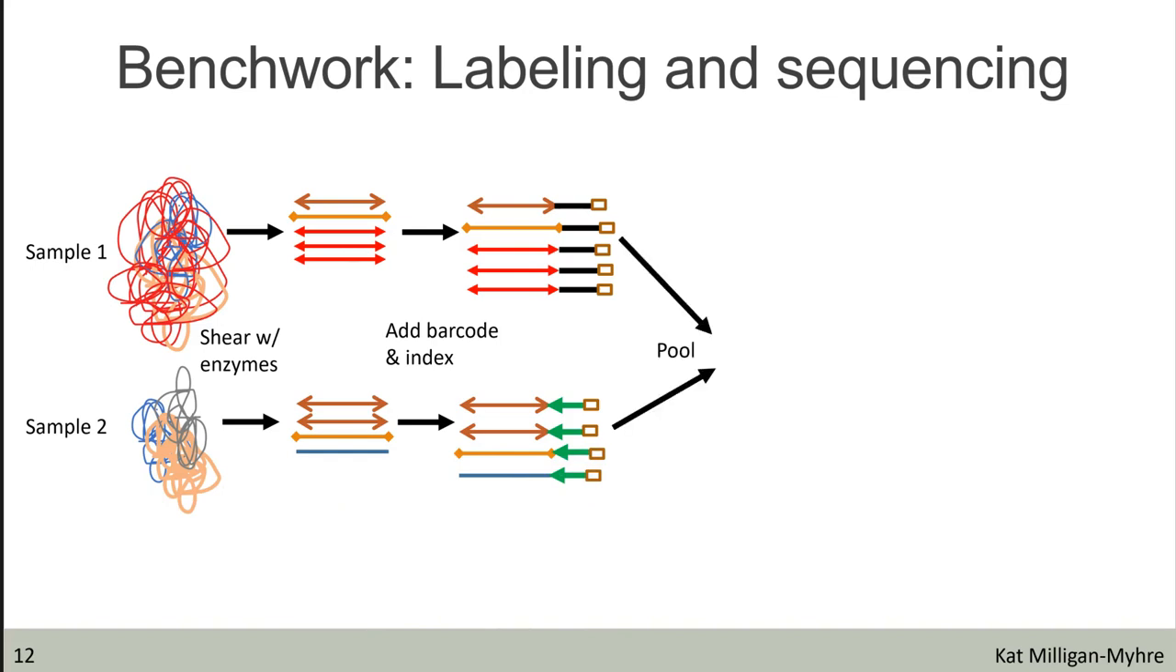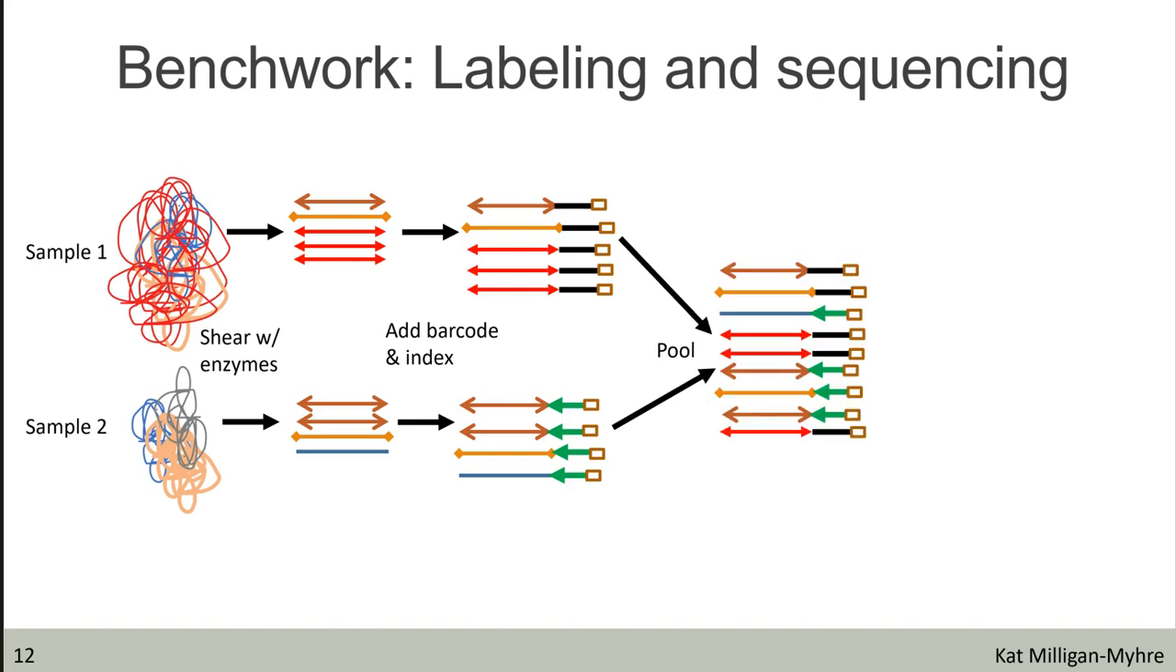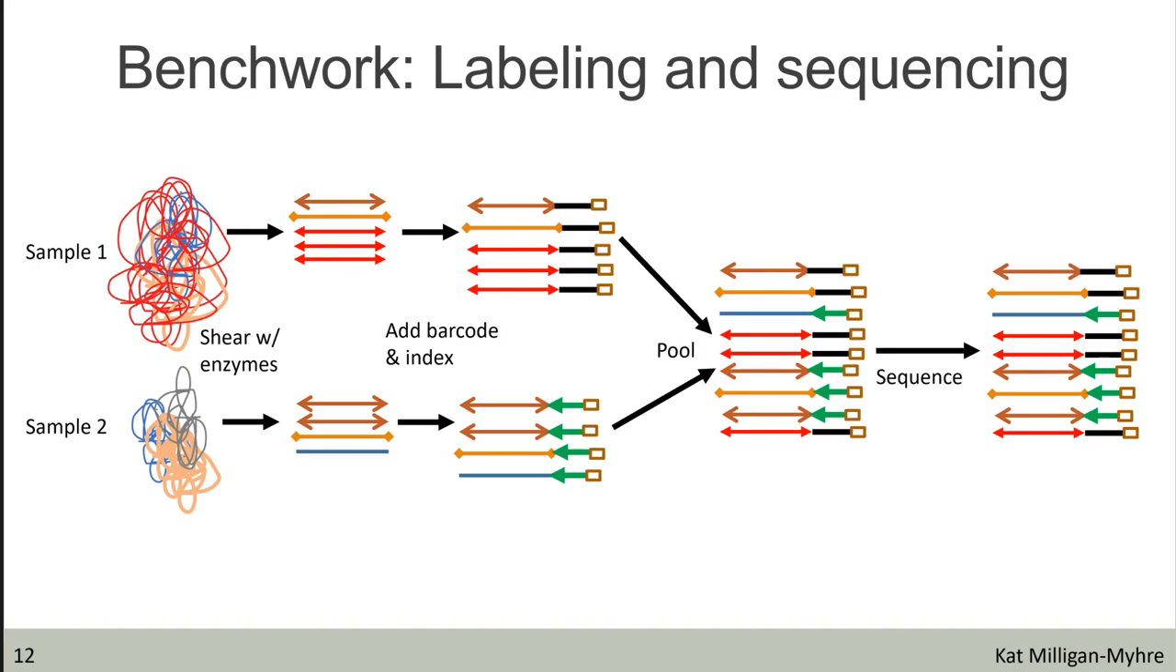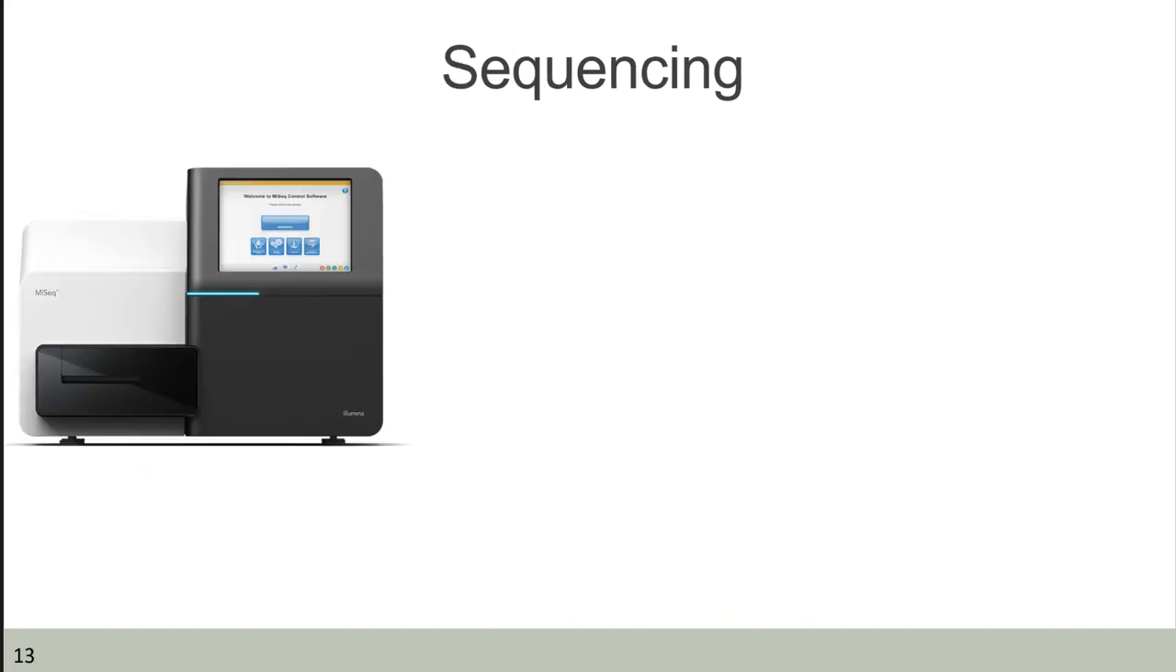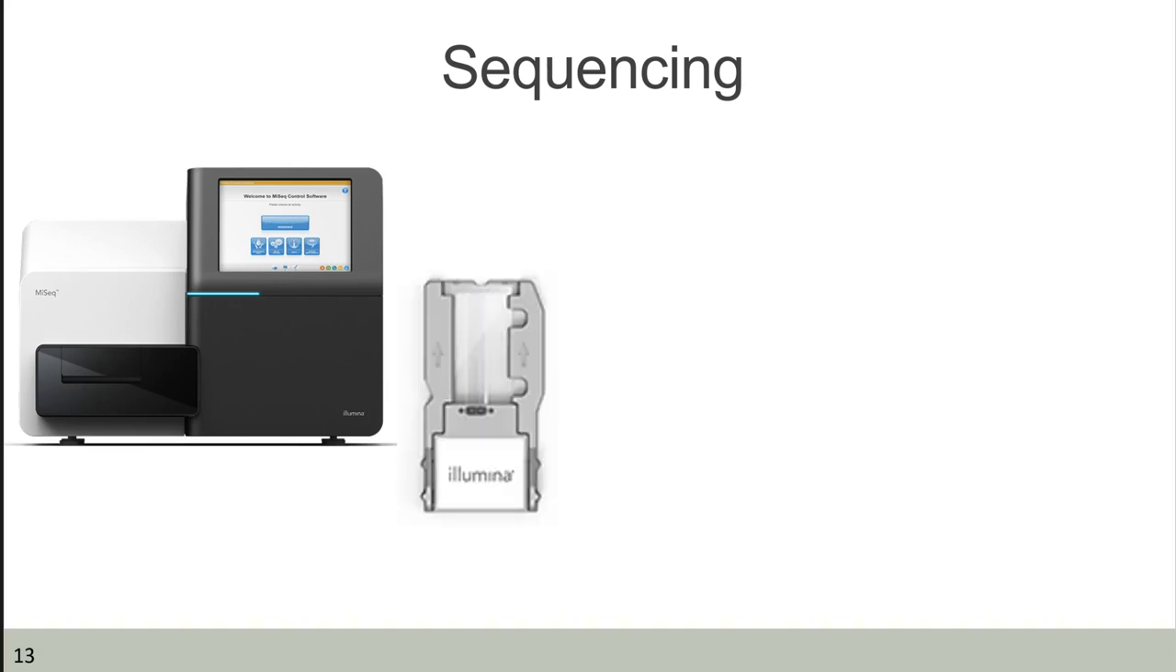Then you can pool these because these have barcodes. You know which sample it came from, and now you have your pool of sequences, and then you sequence them. So what does the sequencer look like? Well, at UAA, we have a MiSeq. So this is an aluminum MiSeq, and you load your samples onto this flow cell. This flow cell is tiny. It's about the size of your pointer finger from the middle joint to the tip of your finger. It's pretty small.